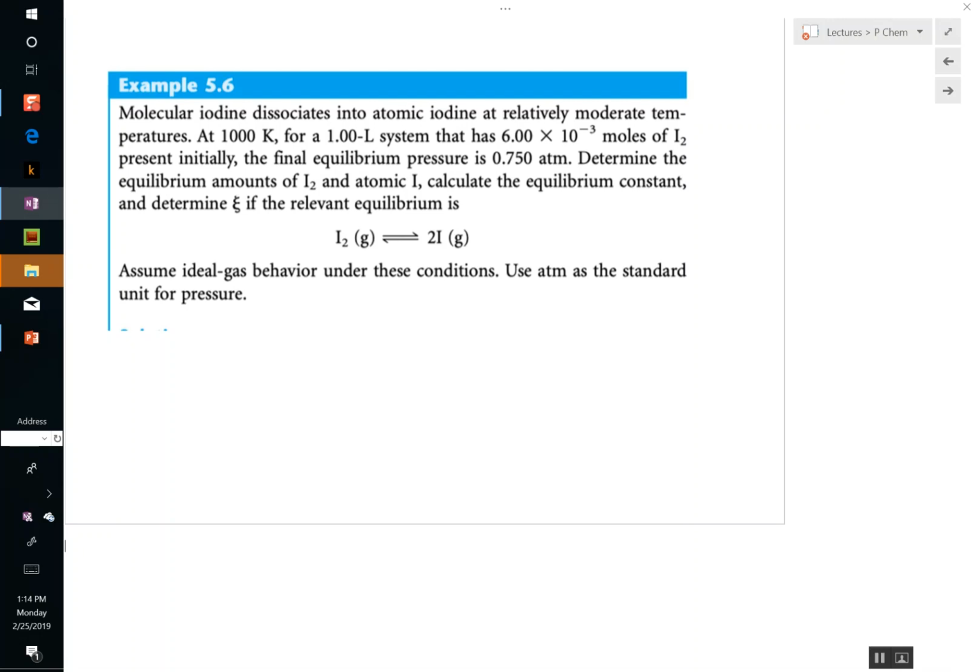Molecular iodine dissociates into atomic iodine at relatively moderate temperatures. So they're calling 1,000 Kelvin relatively moderate. Okay?